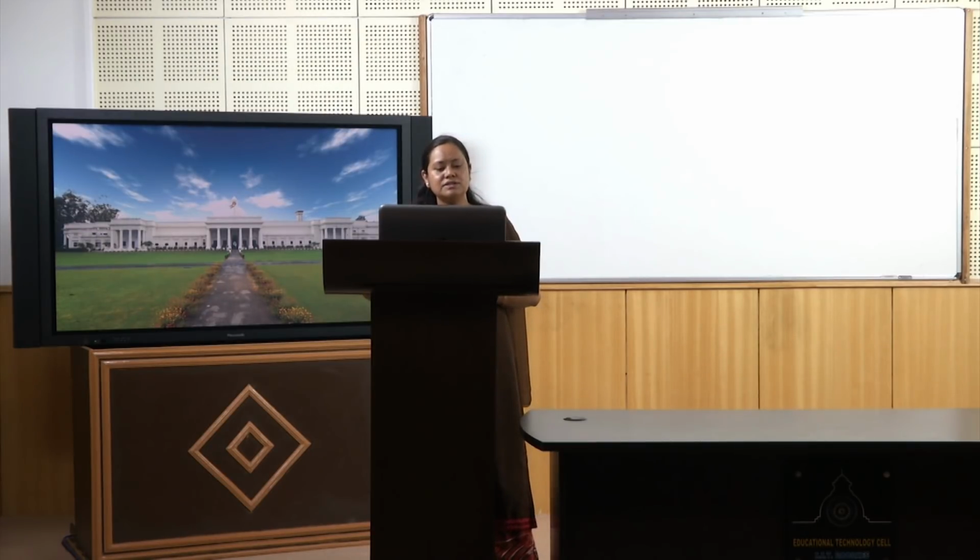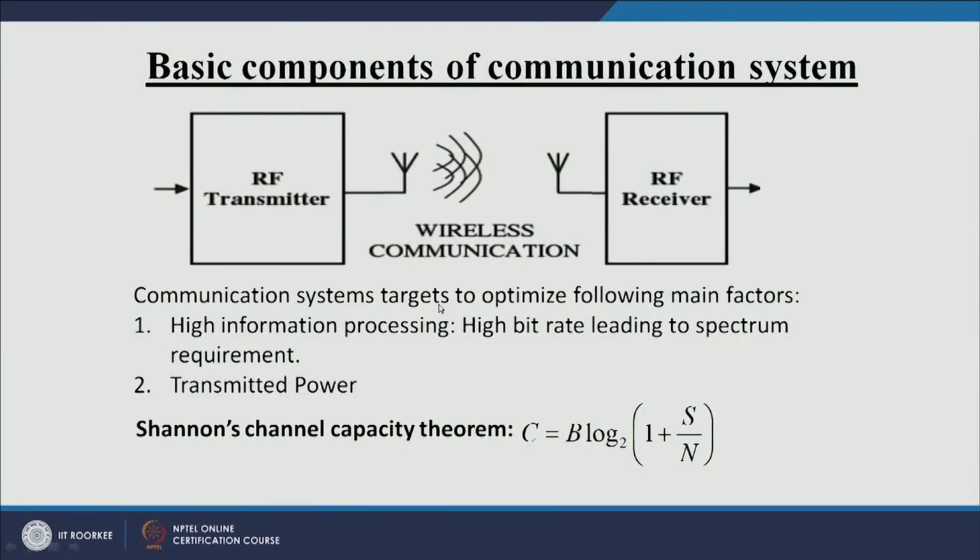So, a communication system basically targets to optimize two factors. First is high information processing, meaning we want to be able to send more bits. More bits means more information which you want to send there. And second is the transmitted power. Why is that? If you look at Shannon's channel capacity theorem, the channel capacity is given as the bandwidth of the signal multiplied with log base 2 of 1 plus signal to noise ratio.